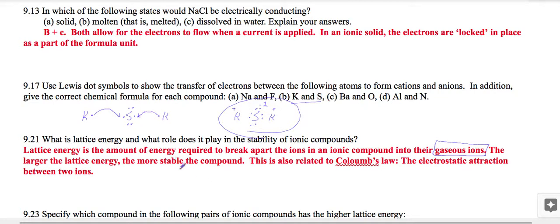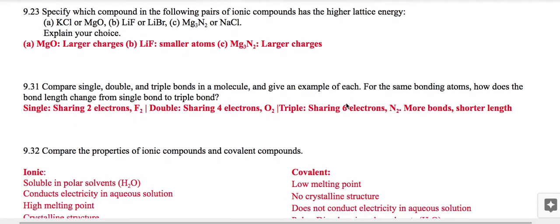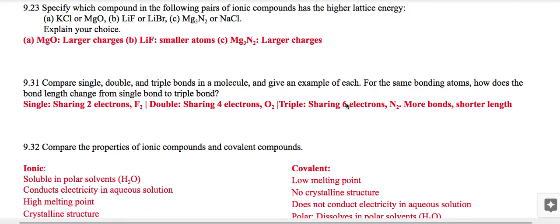The idea here is that as lattice energy increases, so does the electrostatic attraction between those two different ions, which is what Coulomb's law is. Which one has a higher lattice energy, and then again, which one has then a larger value for Coulomb's law?